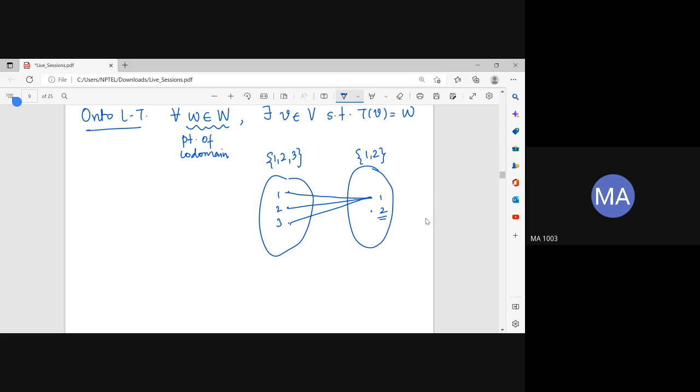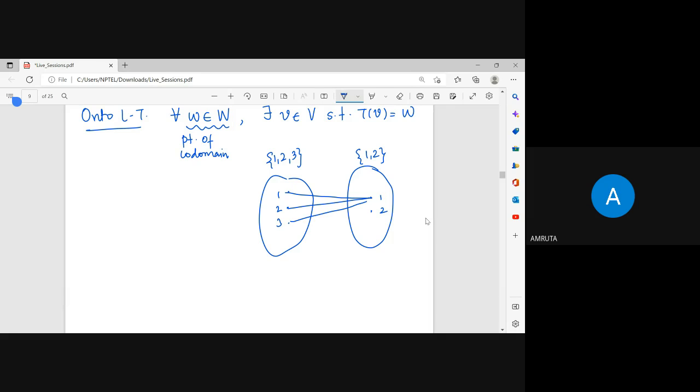No, then it is not even a function. Function means every point in the domain should have some output, right? That will not qualify. But if 3 is connected to 1 and 2 both, then also it is not a function. Every element should have a unique output. But what about a linear transformation? No, a linear transformation is basically a function. Oh, okay.